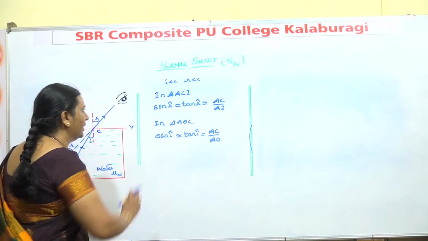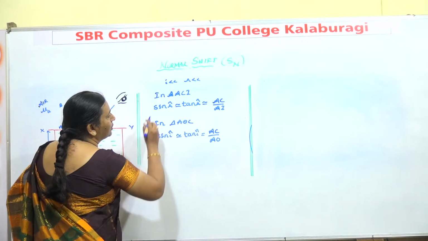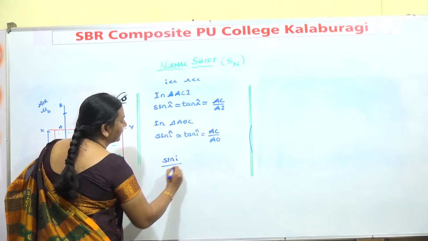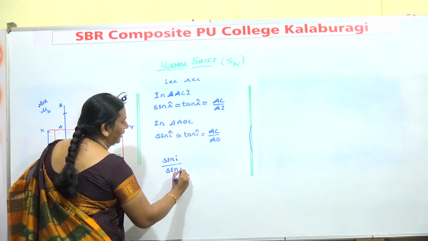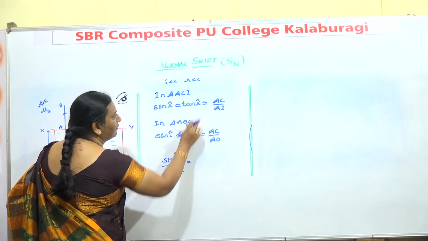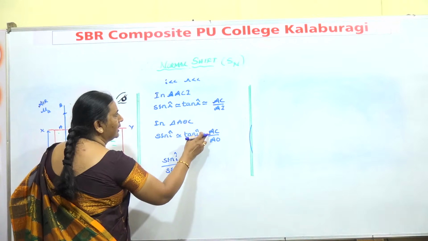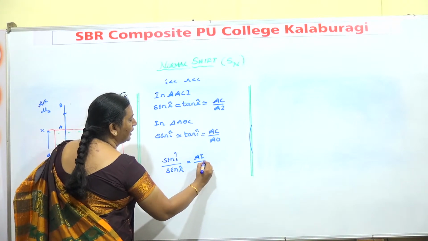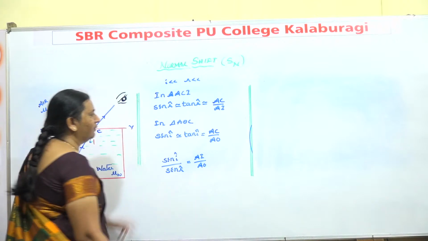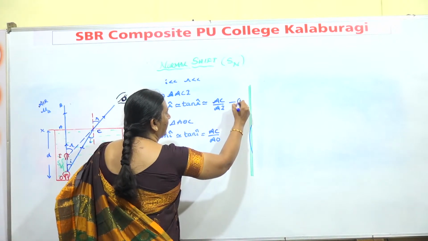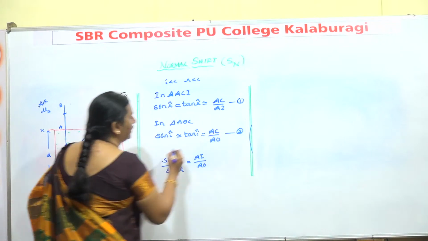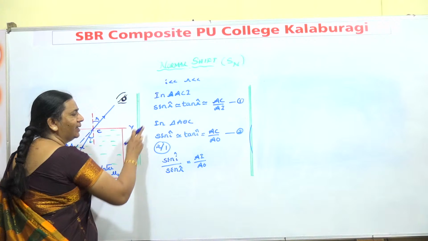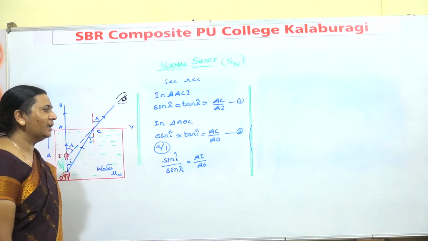Before that, let us make one conclusion from these two. So what are we going to get? Sin I by sin R. If I divide these two, this by this, AC cancels. Then we are going to get AI divided by AO. If I take the media as 1 and 2, we have this 2 by 1, because sin I by sin R becomes AI by AO.